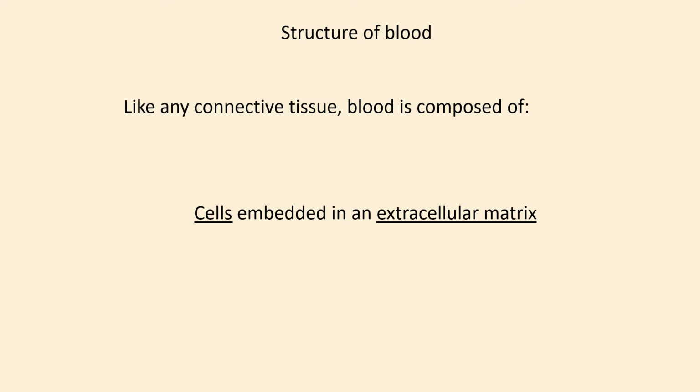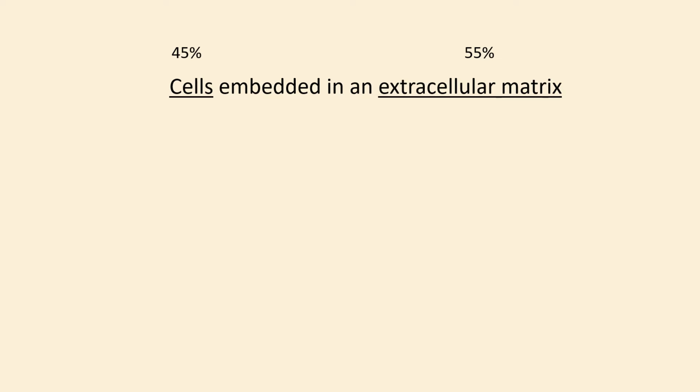So all connective tissues can be viewed through this lens, cells embedded in an extracellular matrix, and we're going to apply this specifically to blood, where we'll talk about the different types of cells, and then we'll talk about the properties of the extracellular matrix that make up blood. So the ratio of cells to matrix is shown above. Blood is 45% cellular and 55% plasma, and plasma is the name of the extracellular matrix.